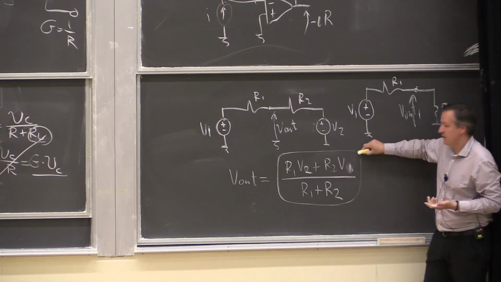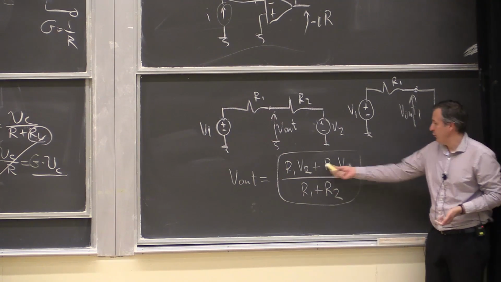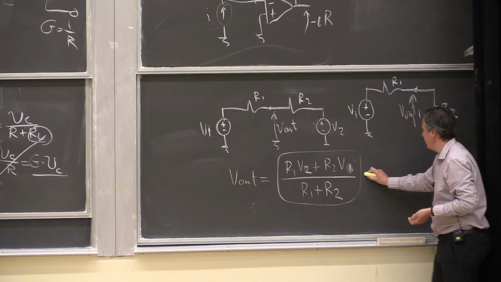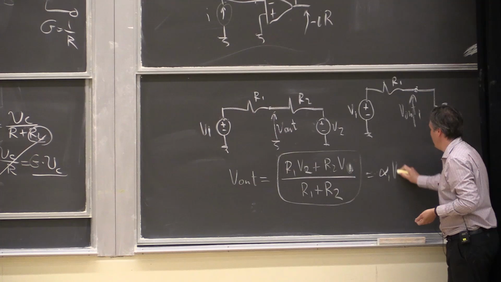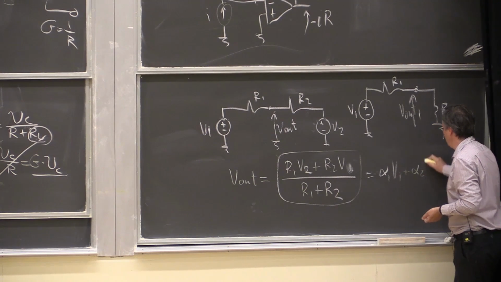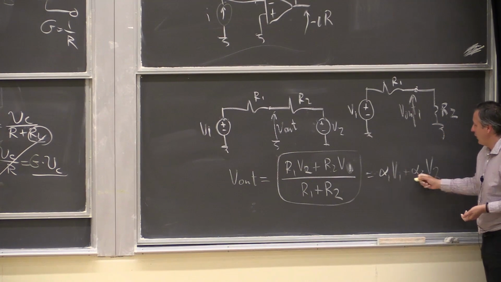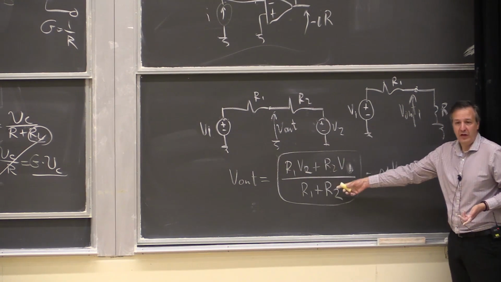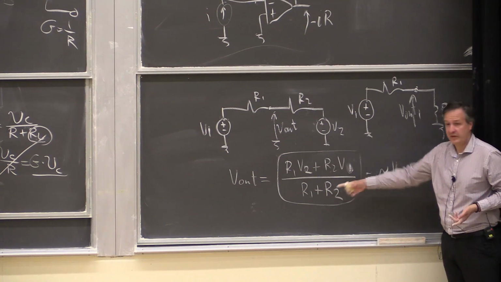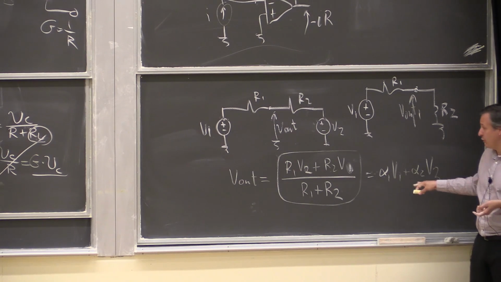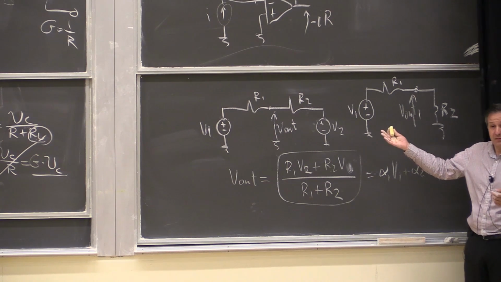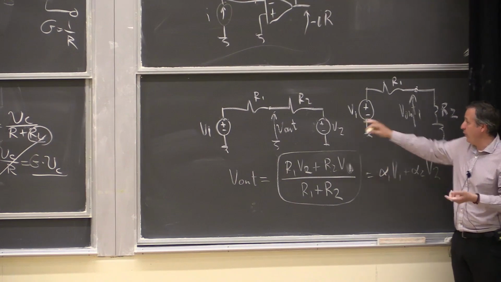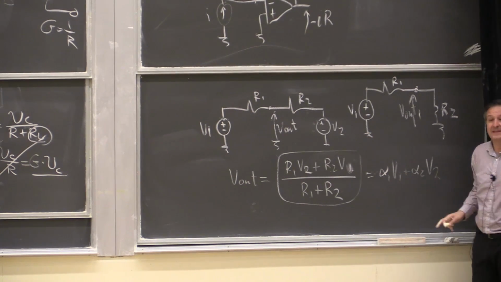Still, this is a weighted sum of the two voltages. I can write it as alpha 1 V1 plus alpha 2 V2, where alpha 1 and alpha 2 are smaller than 1, because they're the ratios of each individual resistor over the sum. You can use this in a lot of your problems. You just need to know that whenever you use this, the coefficients will be less than 1.